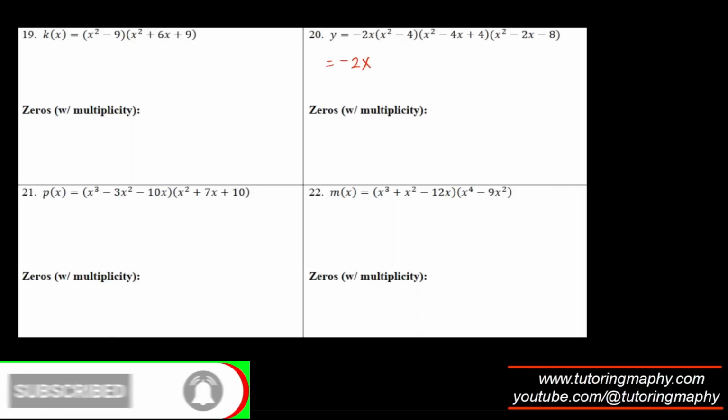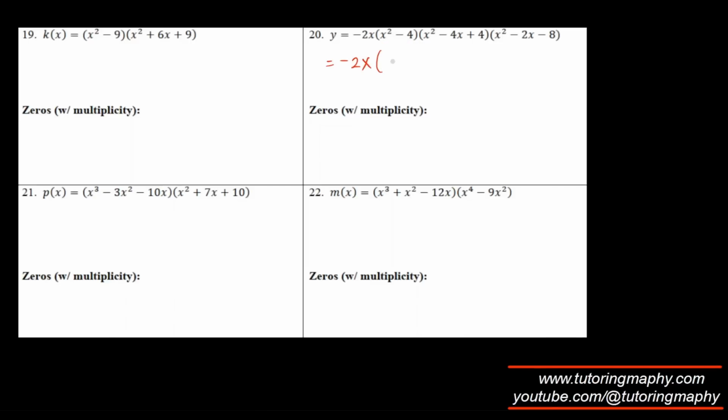So it can be written as negative 2x, that remains as it is. x squared minus 4 is x minus 2 times x plus 2. And x squared minus 4x plus 4 is x minus 2 whole square, because that's a perfect square. And x squared minus 2x minus 8 will be x minus 4 and x plus 2, right? That's the factored version.